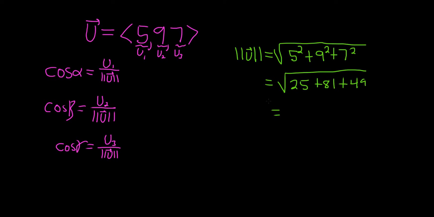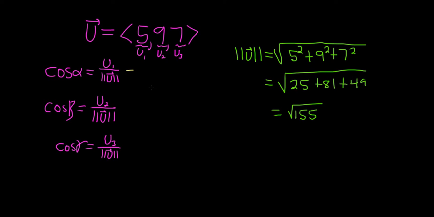If you add all these up, and I do have a calculator handy with me, so I'm going to enter everything just to save some time, I end up with the square root of 155. So that would be the length or magnitude or norm of the vector. All mean the same thing.